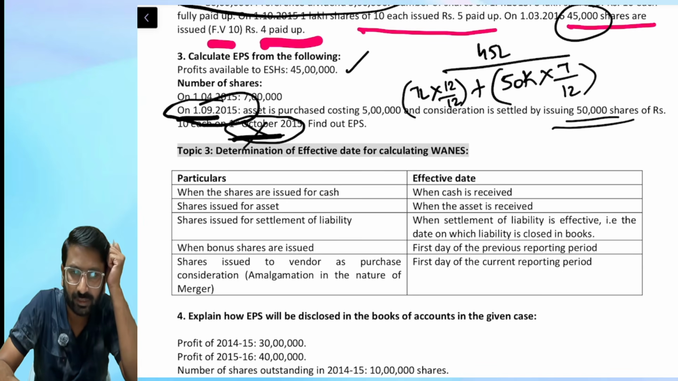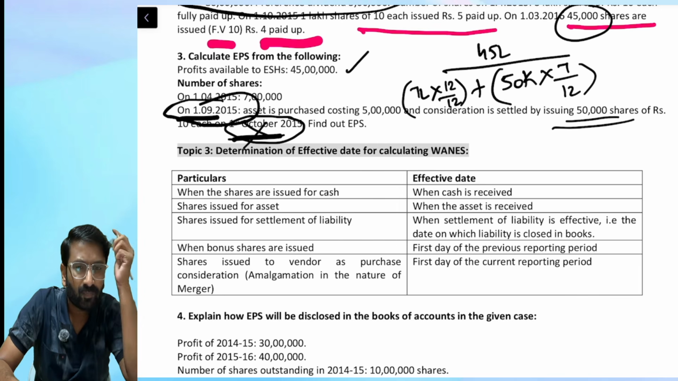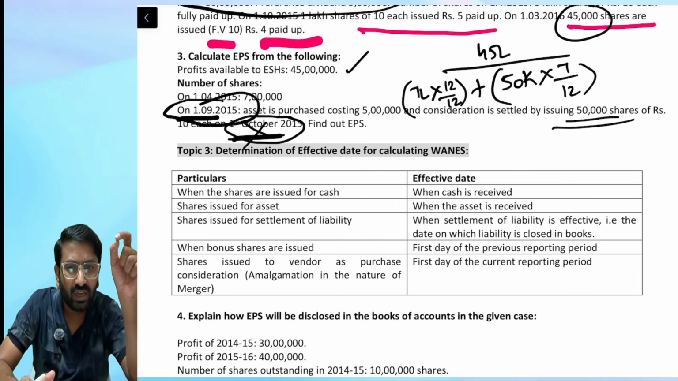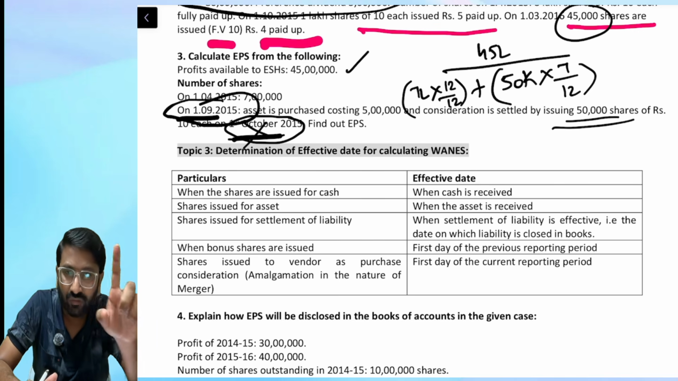I hope all of you understand. So the point here: whenever the shares are issued for buying an asset, we need to consider the date of receiving the asset and not the date of issue.